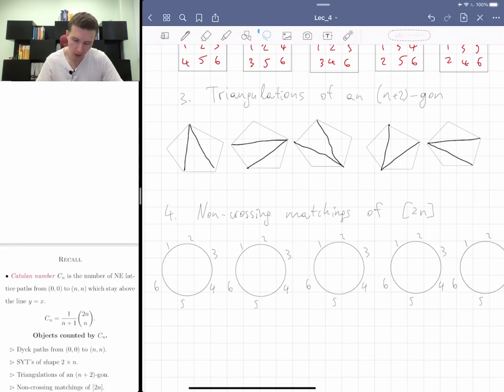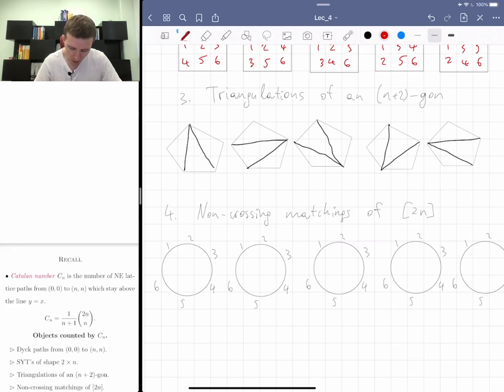So okay, now the question is, I want to find matchings. I want a perfect matching, so I have to match every element to a unique other element. And how many ways can I do this?